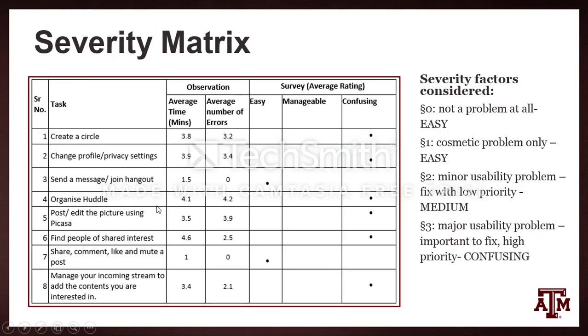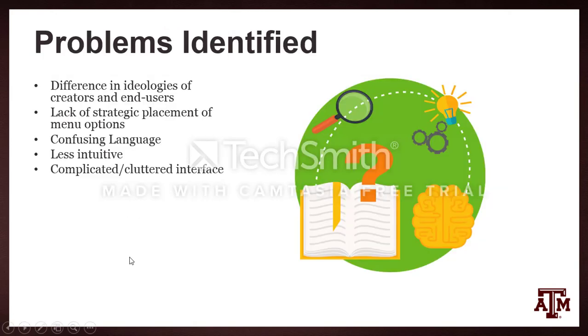This survey severity matrix included the observed average time duration to perform each task and whether it is easy, manageable, or confusing. Based on this matrix we identified a few problems like difference in ideologies of creators and end users, lack of strategic placement of menu options, confusing language, and a less intuitive, complicated, cluttered interface.